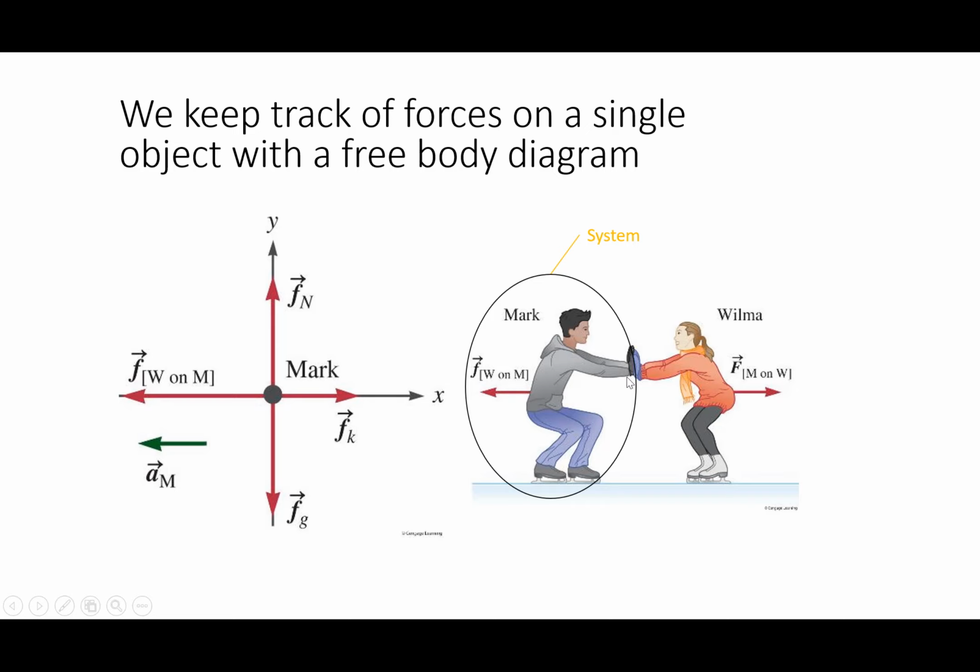So let's look at what's happening on Mark. Mark and Wilma have a contact force here. So here's the force that Wilma is pushing onto Mark. Now, even though we're on ice, there's going to be a force that we're going to call friction that's going to apply, and friction is a resistance to motion. So we've got a force due to friction, and this one's given with a subscript of k, meaning kinetic friction. We have two types of friction.